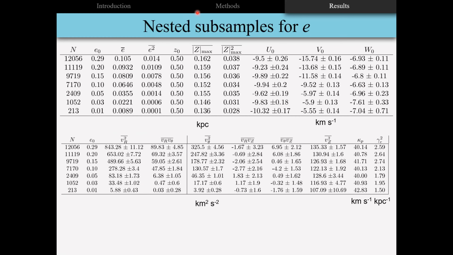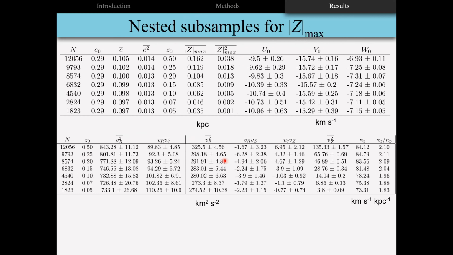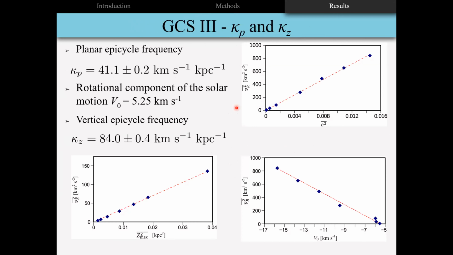So you can see all the nested subsamples for eccentricity. We start with the total number of 12,000, and then you can see how it changes and what we get for the values of U, V, and W. And here are the second order diagonal moments for the velocities. This is for Z max. It's very similar.